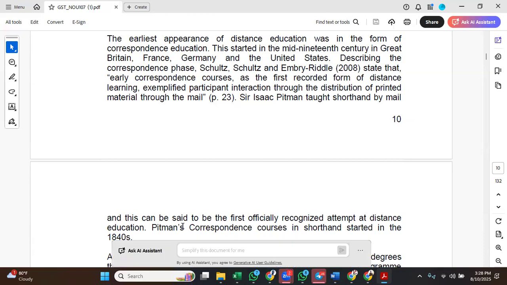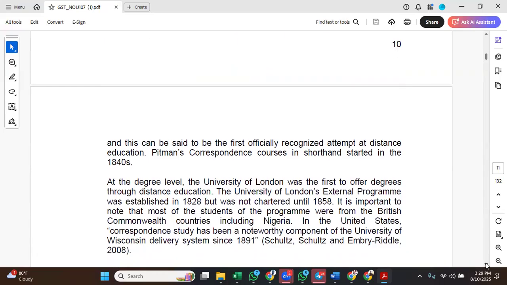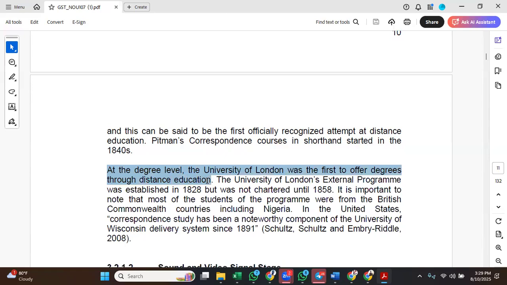Now, Pitman's correspondence courses in shorthand started in the 1840s. What makes this course somehow tough is all of this issue of having to put years and abbreviations in mind. But if you are following, you will still get them. Now, at the degree level, the University of London was the first to offer degrees through distance education. This is another important thing. Now, when we leave the level of general learning, like Pitman.